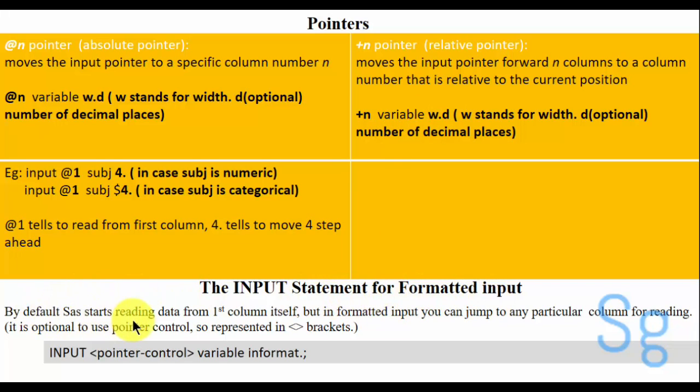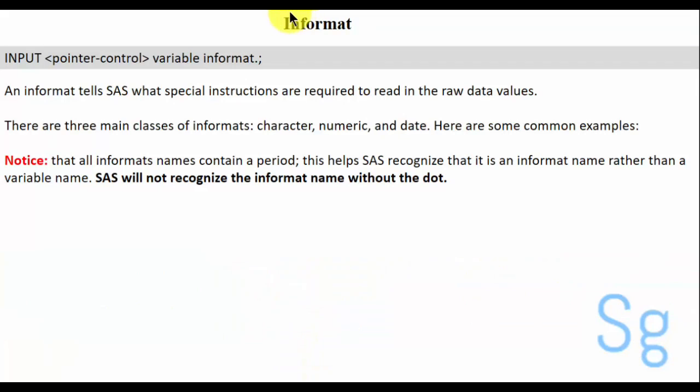By default, SAS starts reading data from the first column itself, but in formatted input, you can jump to any particular column for reading. This is the format: input, pointer control, variable, then informat, dot, then semicolon. Here you can notice informat, and informat tells SAS what special instructions are required to read in the raw data values. There are three main classes of informats: character, numeric, and date.